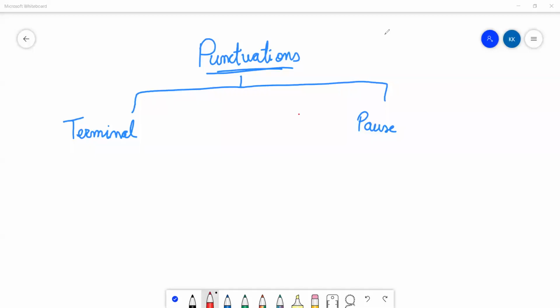Okay. So like I said, punctuations are divided into two types, terminal punctuation and pause punctuation. Now, terminal punctuations are usually used to mark an end to the sentence. Okay. So what comes under terminal punctuations?